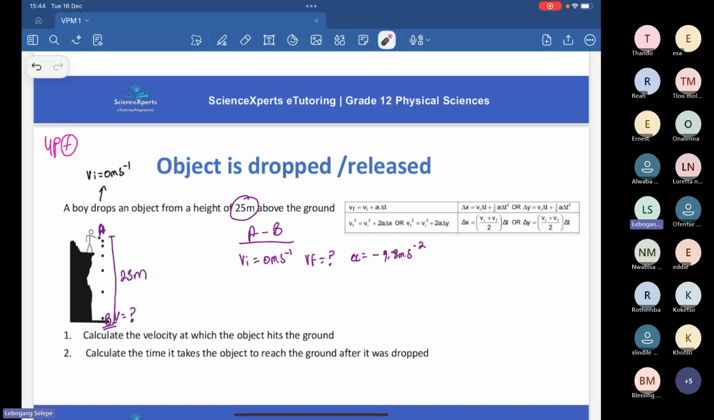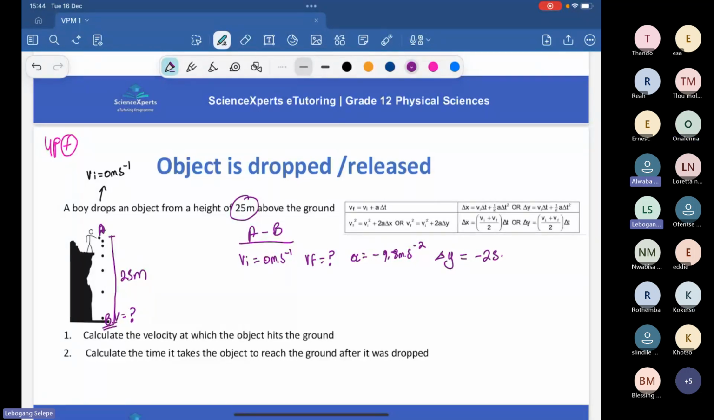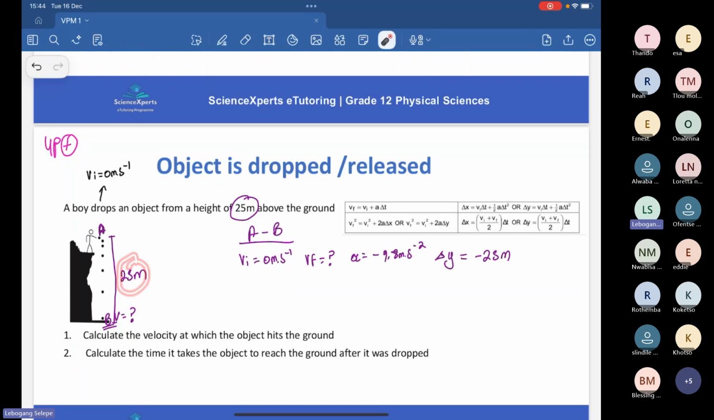Tell me, guys, the object was displaced downwards, right? So now, does this mean that my change in y is going to be negative 25 meters? Negative 25 meters, because 25 is the distance, but the formulas use change in x, change in y. It's my displacement, not distance. So when I present it, I should present it with its direction.